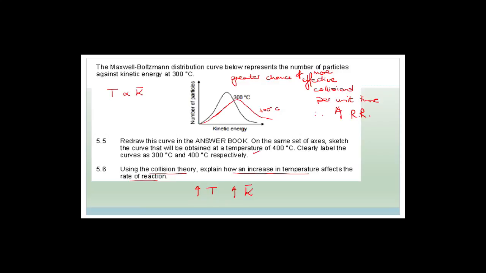When I teach this in class, I say to the students that I threaten them. I don't ever do this, but I say, I want to be able to phone you at 3 o'clock in the morning and say, using the collision theory, explain why an increase in temperature, or an increase in pressure, or an increase in concentration affects the reaction rate, and they need to just mumble in their sleep, in their half stupor, more effective collisions per unit time, and then put the phone down.